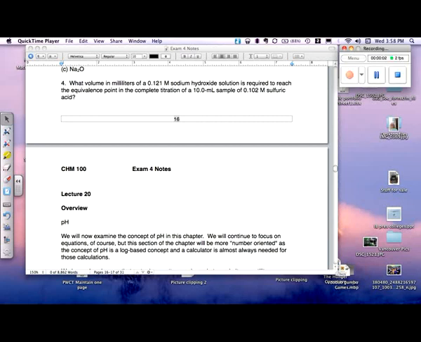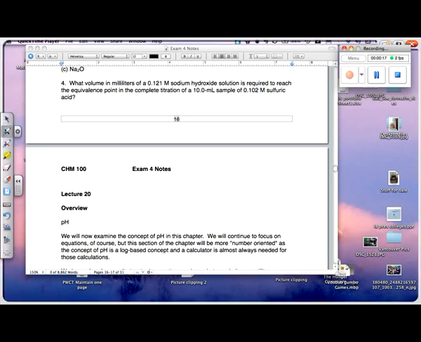Welcome to Lecture 20. 3 more to go after this one. We ended Lecture 19 with one problem left to go, problem number 4 on the practice. Now this problem is a review from the material that we discussed in Lecture 16, because we just finished talking about acids and bases in Lecture 19.